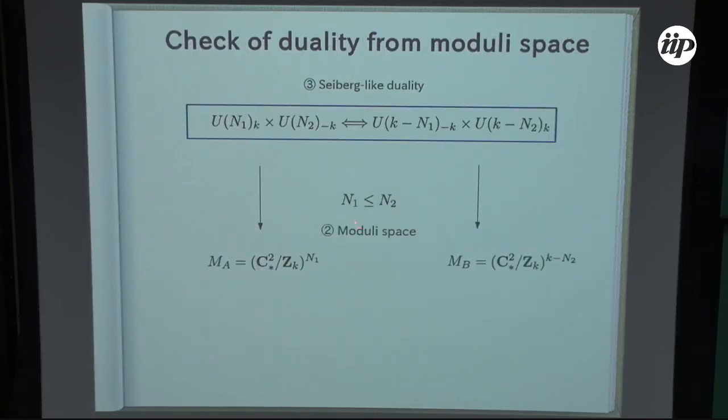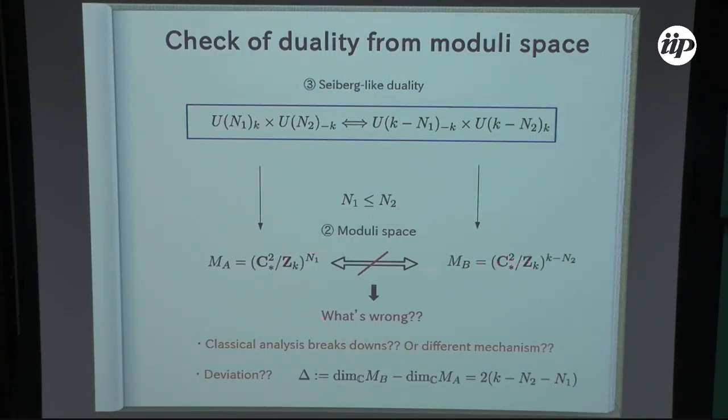Let me explain the issue. We think that this and this are dual to each other. Let me consider the moduli space for this. As we did, the moduli space for this is C² over Z_k to the N1. In this case, it is C² over Z_k to the K minus N2, right? So this and this cannot be the same unless this equals this. So the question is: is the duality wrong, does the classical analysis break down, or does some different mechanism make this and this match? What accounts for this deviation? This is the question of this talk.